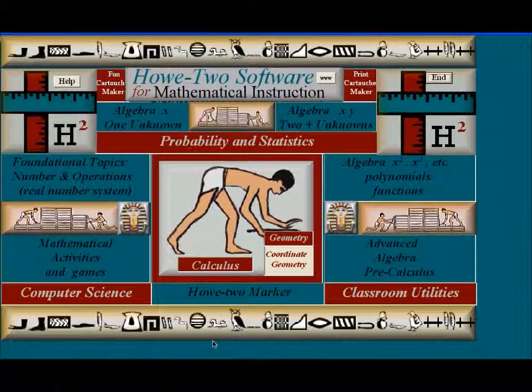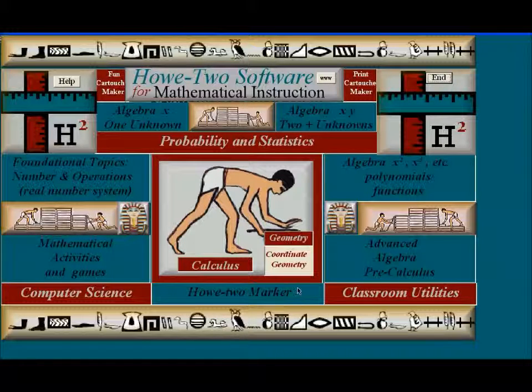Hi, I hope that you watched the video about the various numbers: the real, rational, irrational, natural, whole, integer. I hope you watched that video to see how things are related. Now I want to use one of my programs that is called Putting Numbers in Their Place.